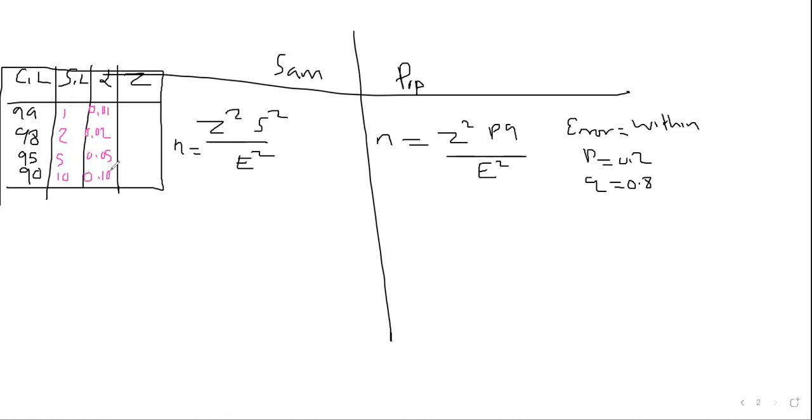Then when we go to our Z values, what are they? Here 2.58, then here 2.33, here 1.96, here 1.645. Do you remember these?